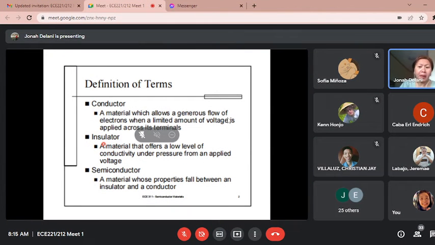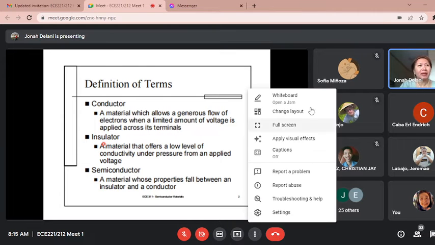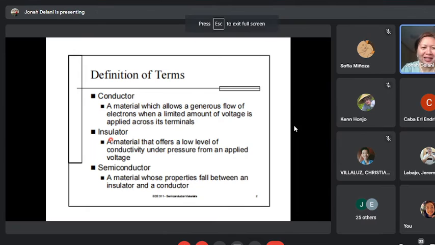Printer. Rubber. Wood, glass. So they are examples of insulators.